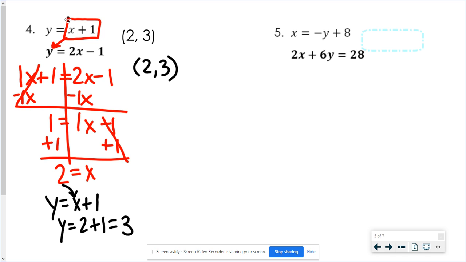And number 5. This time instead of y being by itself, I've got an x by itself. That's okay. That is what the x is equal to. That's going to go instead of the x. So I'll have, let me do a 2-color thing here. Instead of the x, now notice I'm using parentheses.